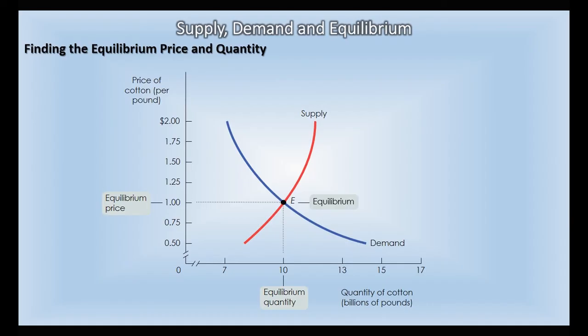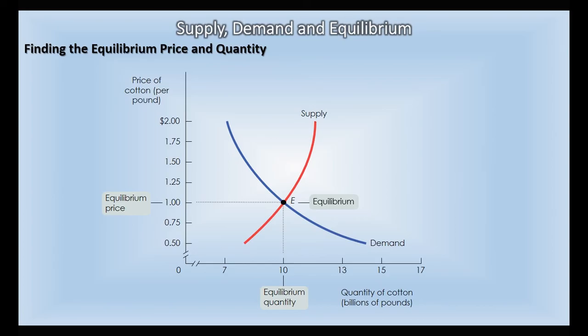So a competitive market is in equilibrium when the prices move to a level at which the quantity of the good demanded equals the quantity of the good supplied. So it establishes what's called an equilibrium price, also known as the market clearing price. It's the price that matches the quantity supplied and the quantity demanded, and it also establishes an equilibrium quantity, the quantity bought and sold at the equilibrium price.